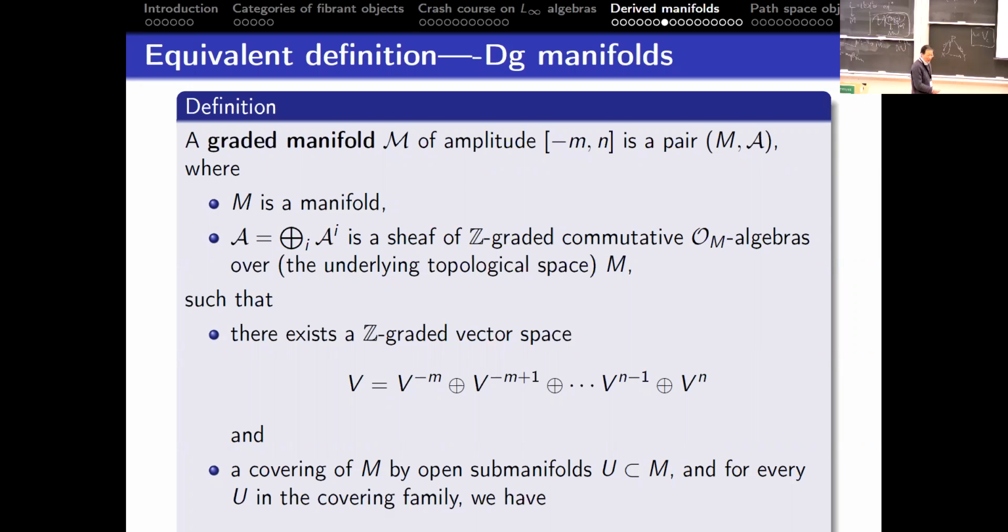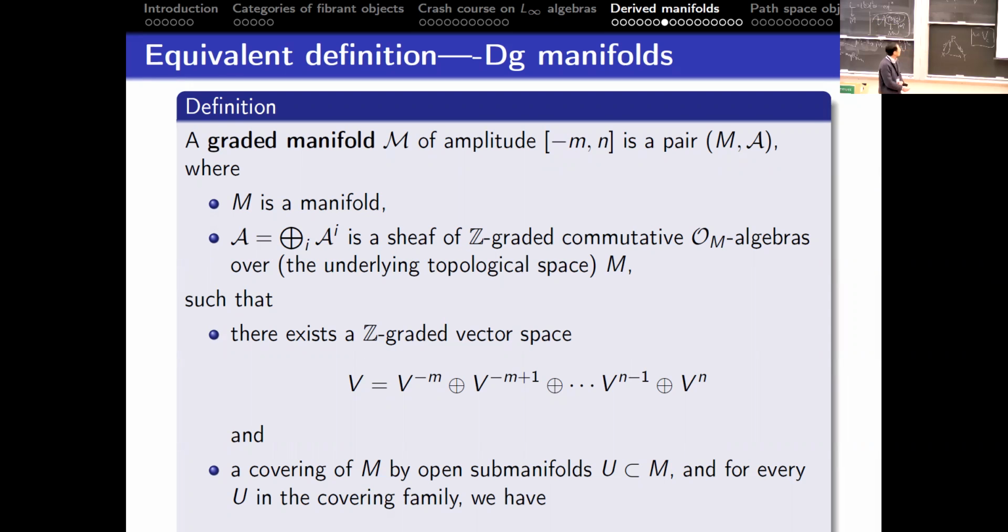What is a Z-graded manifold? The local model is basically: you have a base manifold M, and you have smooth functions on the base manifold. On the fiber, you take polynomial functions on V, and V is a fixed graded vector space. So in the direction of V, you take polynomial functions, and on the base, you take smooth functions.